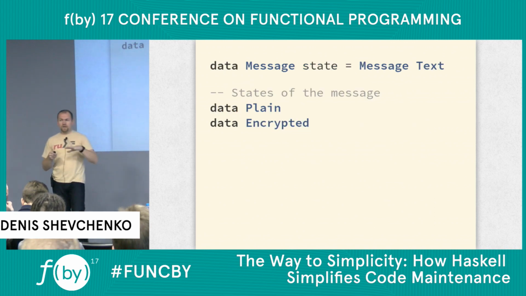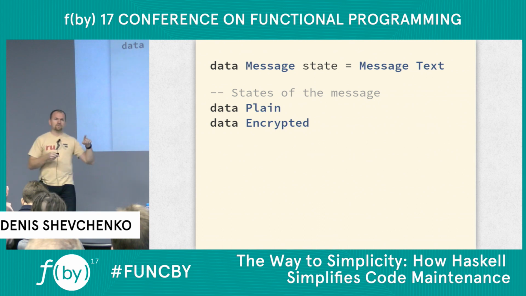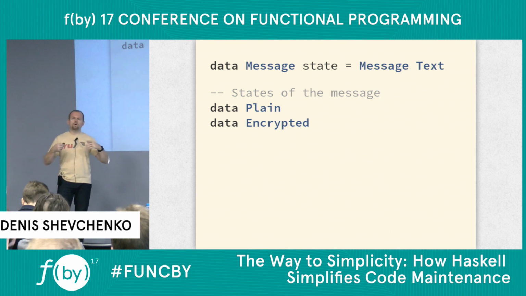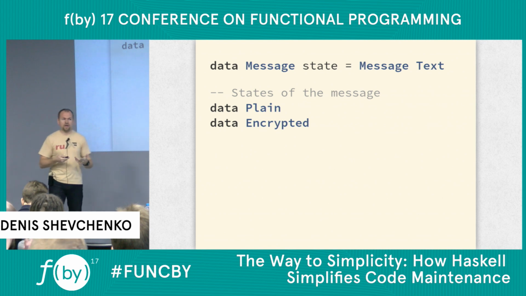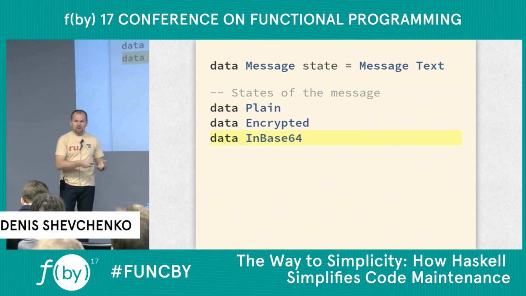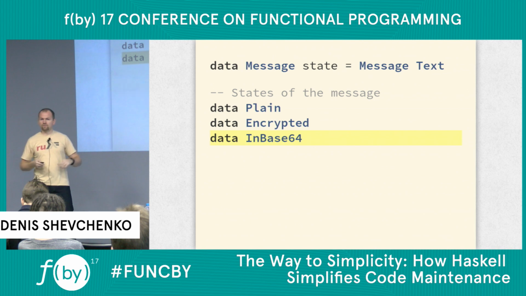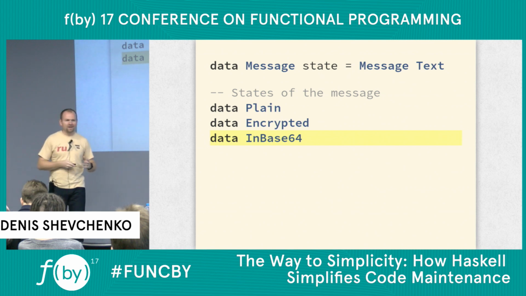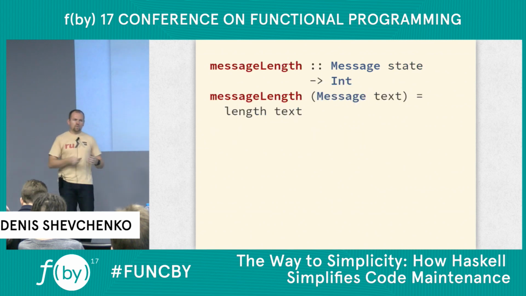Moreover, suppose we have encrypted and plain. What if we want to add some third state? For example, base 64 is a third state, because we want to take some binary message and put it in a plain text view, some printable view.